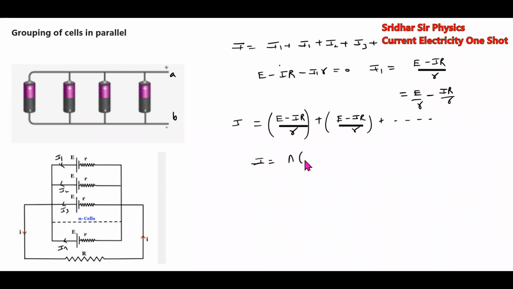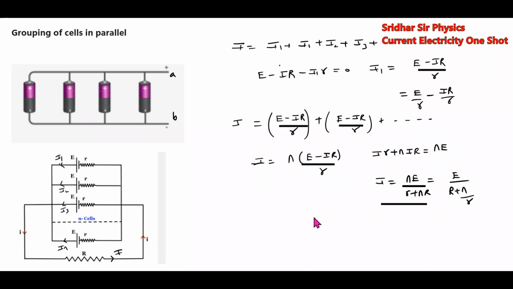What is the total? This will be nE, IR, nE by small r. So I is equal to nE by R plus nr, or E by R plus r by n. This is the expression for the current through the external resistor R if the cells are in parallel.